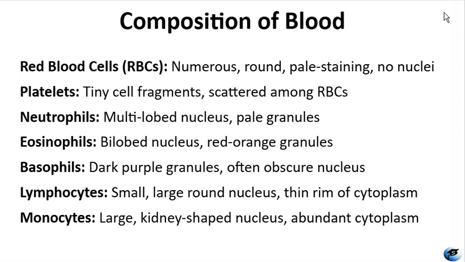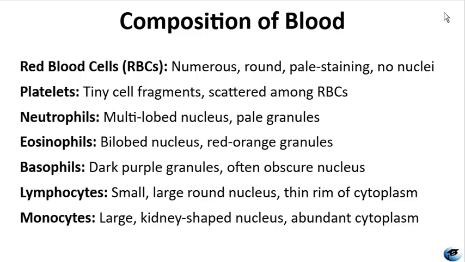And you'll notice that they have no nucleus, which is one of their most distinguishing features. And those, again, are the cells that carry oxygen. Then you have platelets, and those are cell fragments. They're a lot smaller than red blood cells, and you'll see them scattered in between the red blood cells. And despite their size, again, remember platelets are really important for blood clotting.